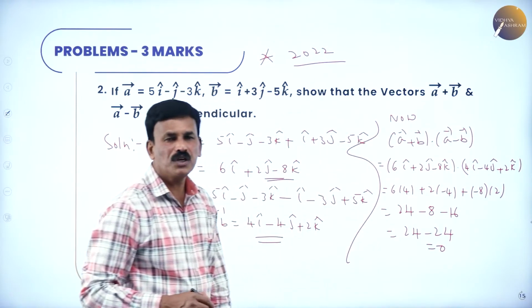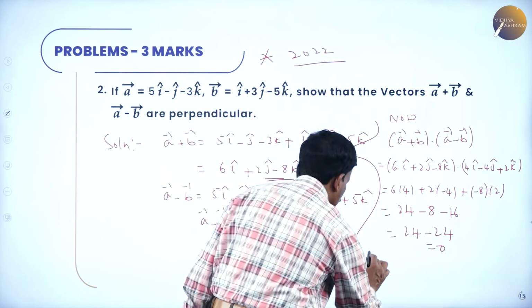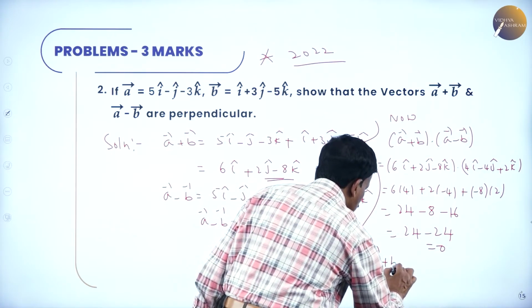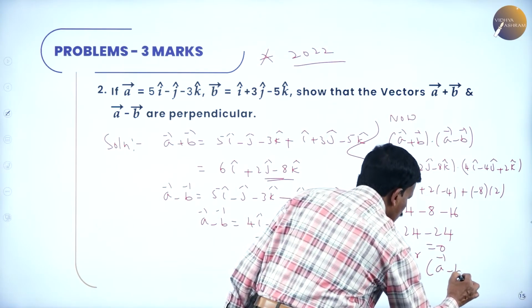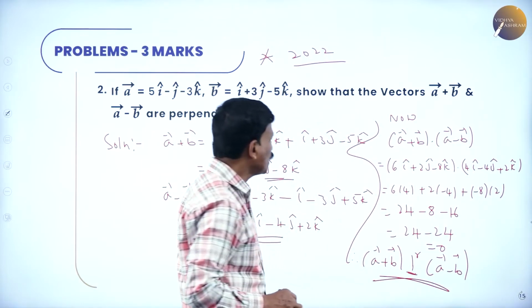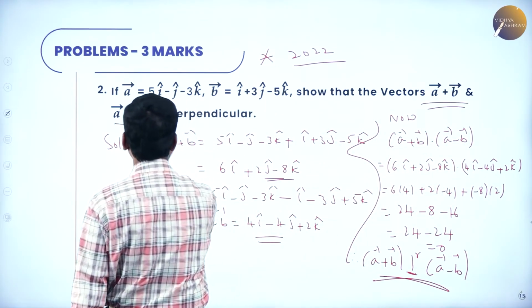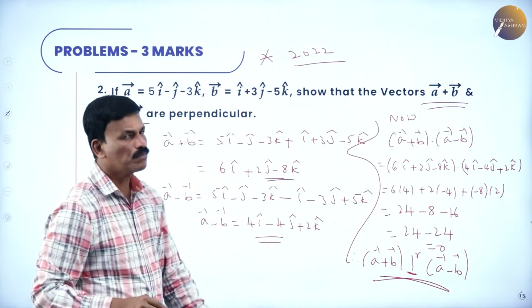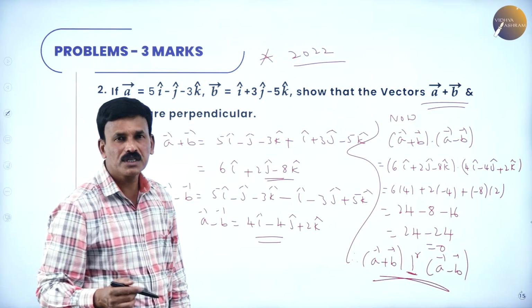If A plus B dot A minus B is equal to 0, therefore vector A plus B is perpendicular to vector A minus B. That's it. So vector A plus B is perpendicular to vector A minus B because A plus B dot A minus B is equal to 0. That's it. Okay. Very important.